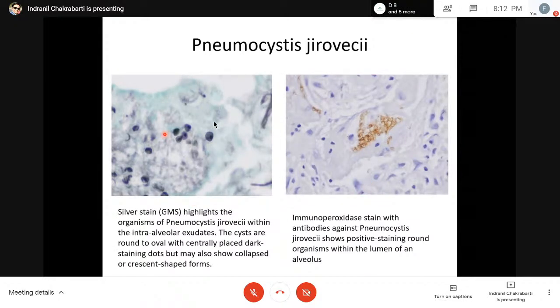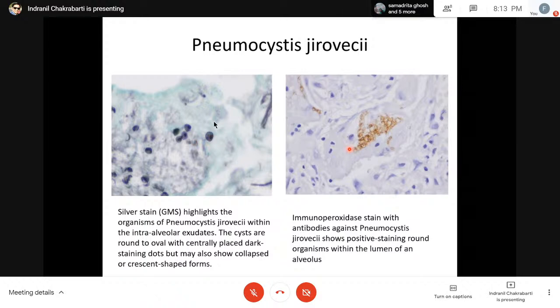Now the silver stain, the GMS stain, when it is done, you can see the cysts with prominent centrally placed dark staining dots. So these dots are very characteristic. However, there may be collapsed or crescent shaped forms, but whenever these round to oval cysts with central dots are present, the diagnosis is very easy.